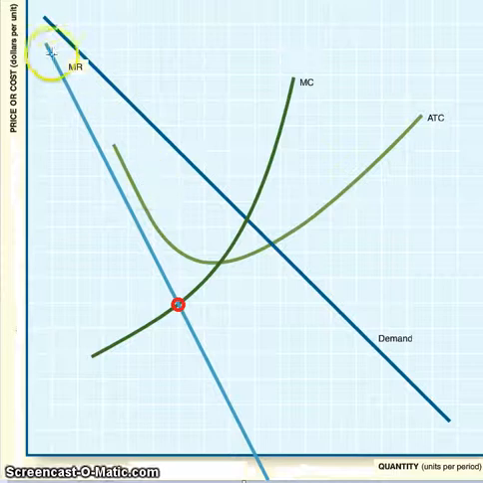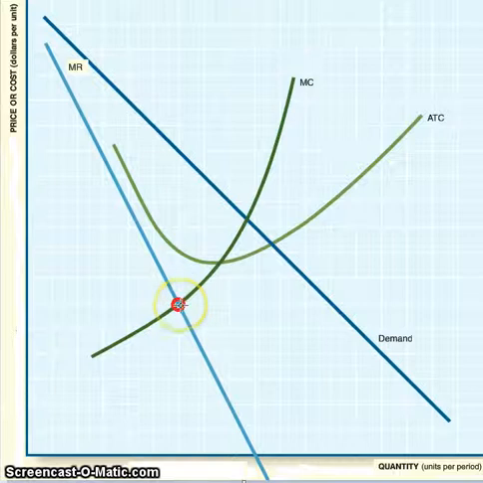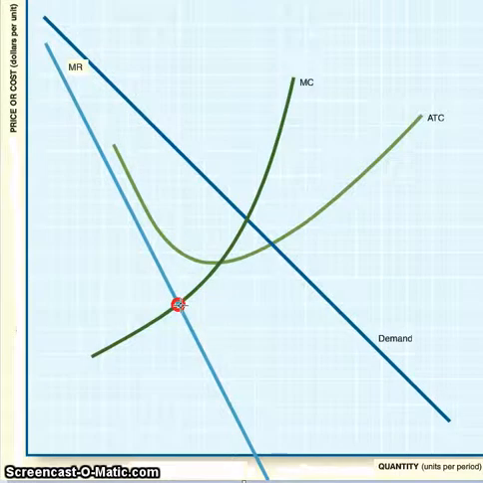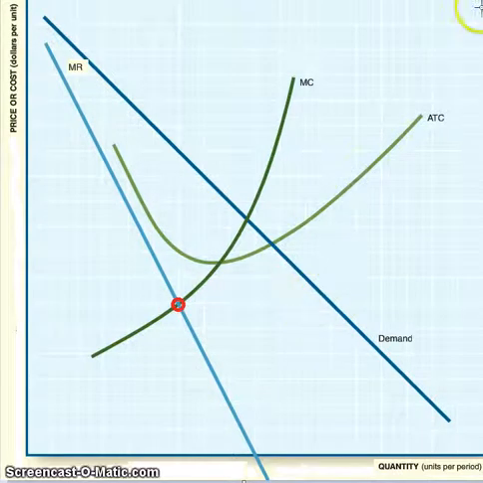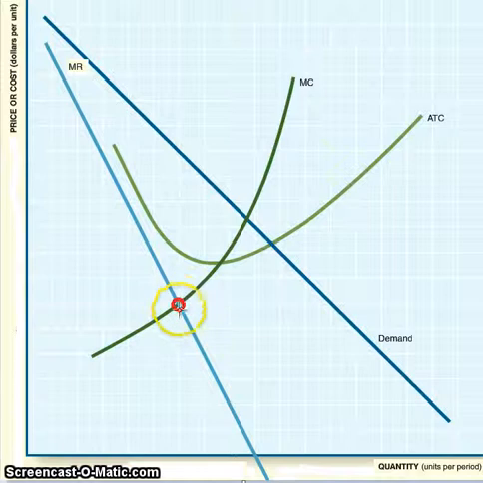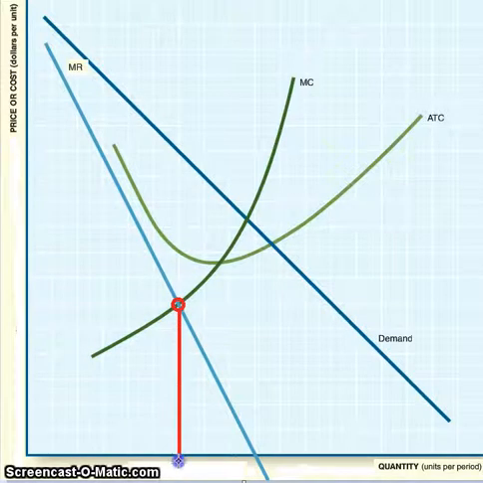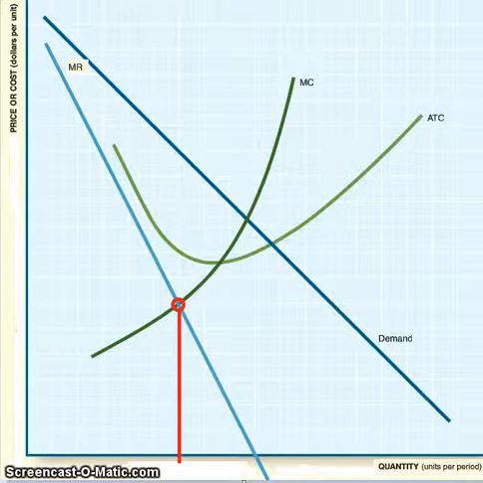Remember, we always want to look for where our marginal revenue curve, this light blue one, intersects our marginal cost, the dark green. And for any type of firm, monopolistically competitive or perfect or monopoly, all of them want to look for where this point is. So they find that point, and then they read down, and it tells them what quantity they should produce. So this down here is their short run quantity.